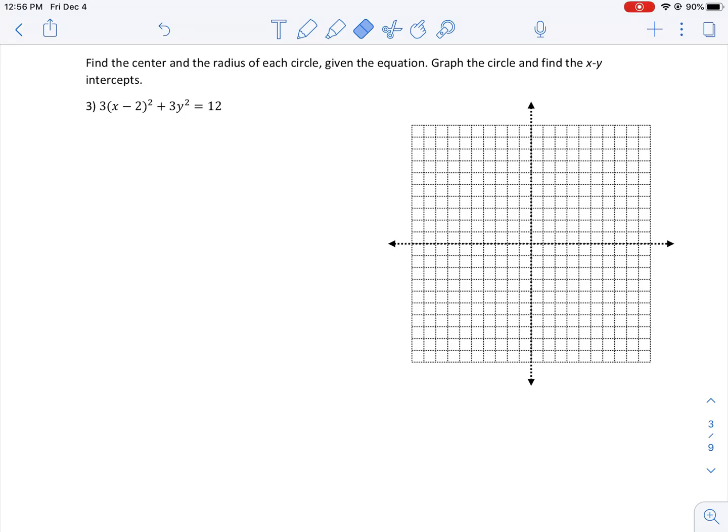Hello class, in this video I'll be showing you how to graph a circle whose equation is given and find the horizontal and vertical intercepts of the circle. Let's begin.